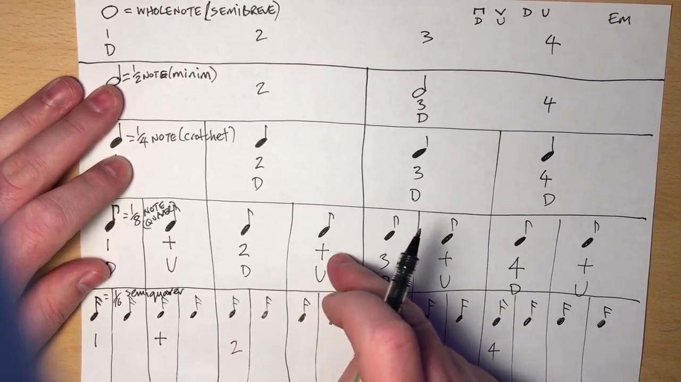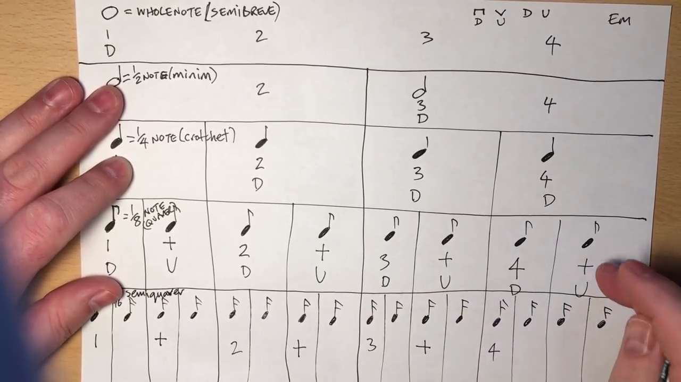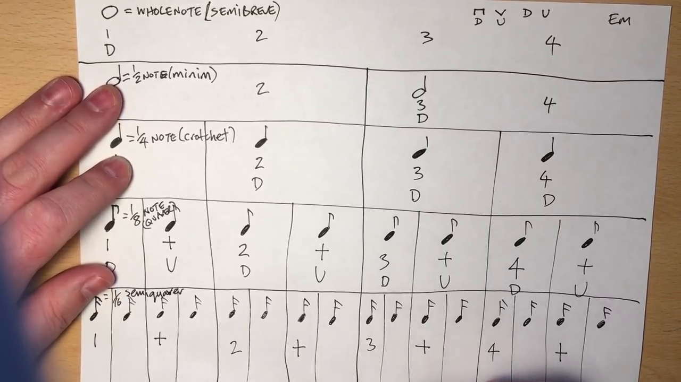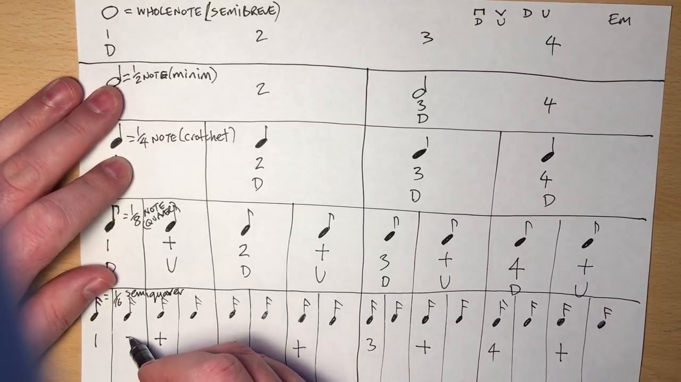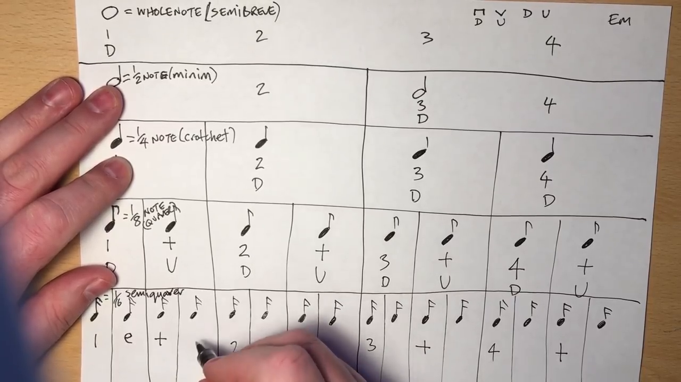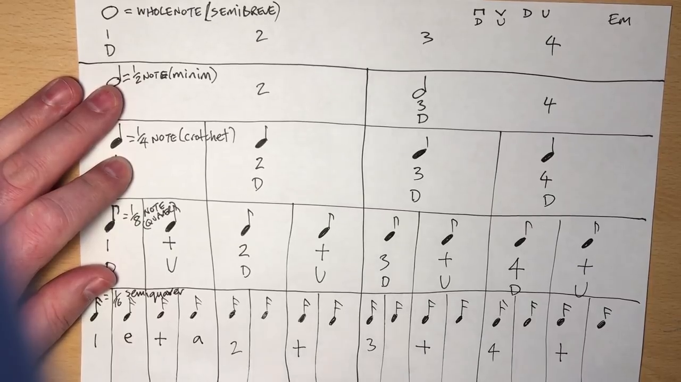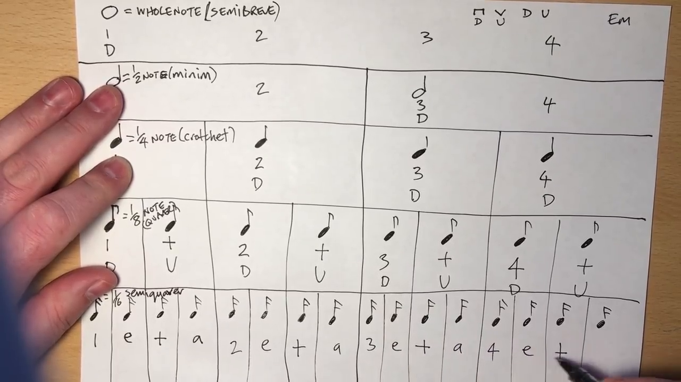So here, there's the and. We're going to put the and there, and there, and there. But we need another way to verbalize this so that we can say it as we play it. And what we're going to use is two vowels, because vowels are easier to repeat than consonants. So one E ander, two E ander, three E ander, four E ander.